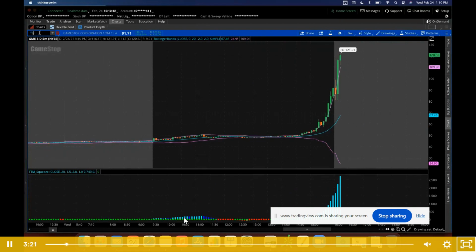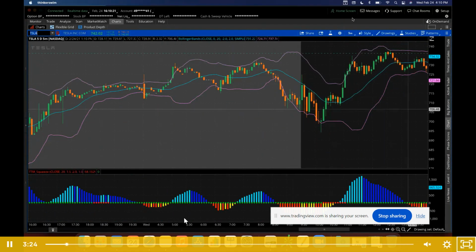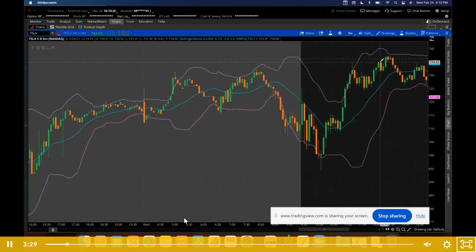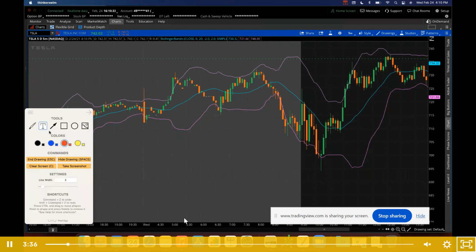Let's look at Tesla. So this is how Bollinger Bands actually look, right? You have the simple moving average in the middle. From that middle line, you have the +2 standard deviation and the -2 standard deviation. Depending on how much volatility the stock has, these two bands move away from the simple moving average as the stock price is moving in whatever direction.